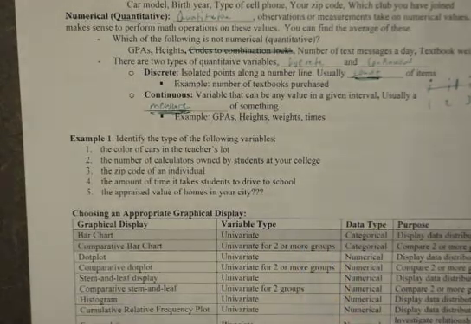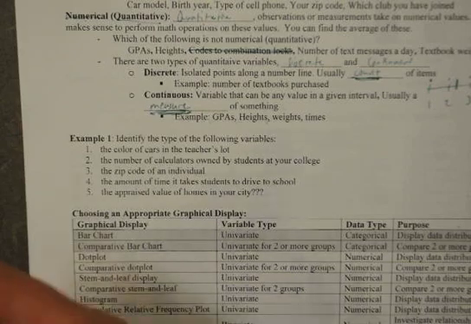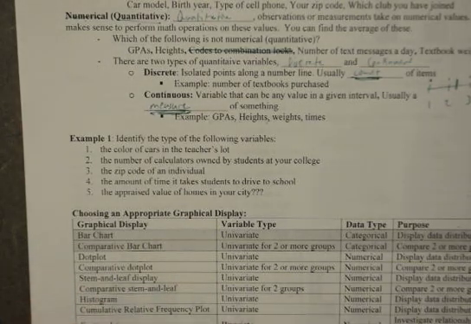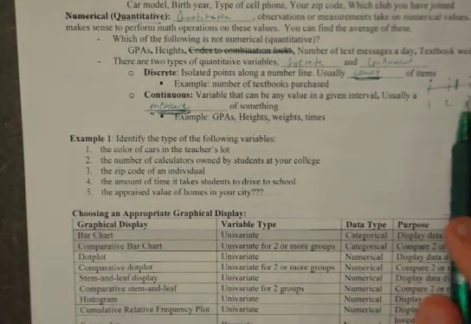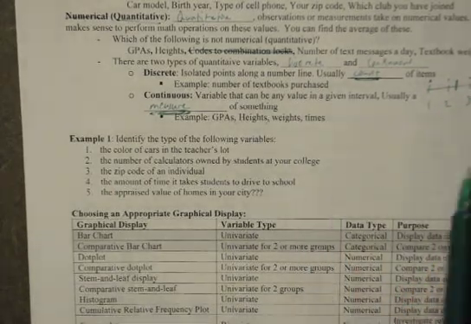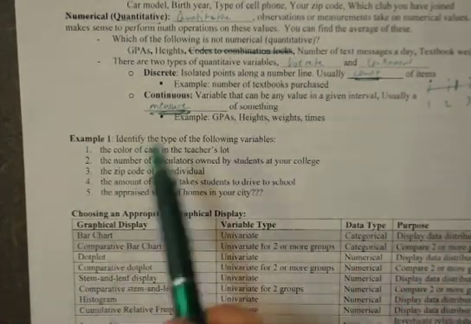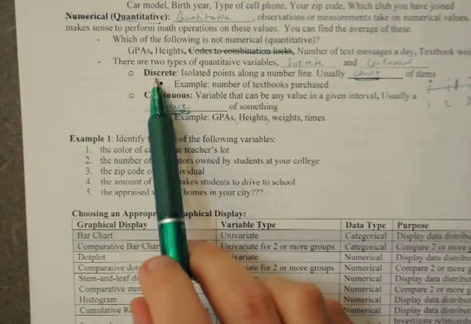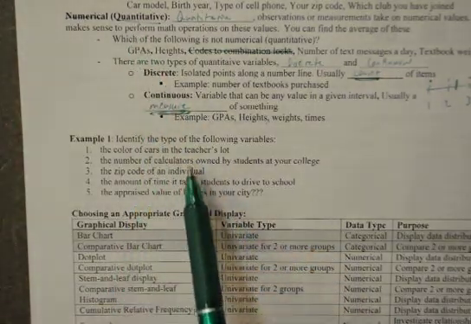Can you find the average number of calculators owned at a college? Sure. So it's definitely quantitative. Is it discrete or continuous? Can you count the number of calculators owned? Yeah. Do you own 1, 2, 3, or 4? Yeah. Can you own 2.5 calculators? No. So we're looking at quantitative discrete.